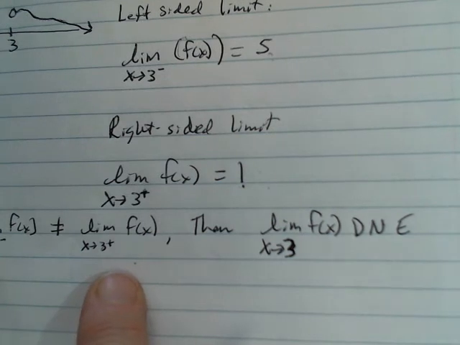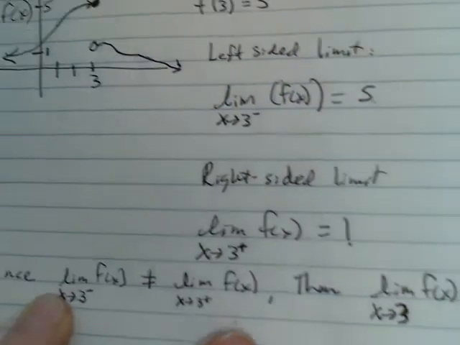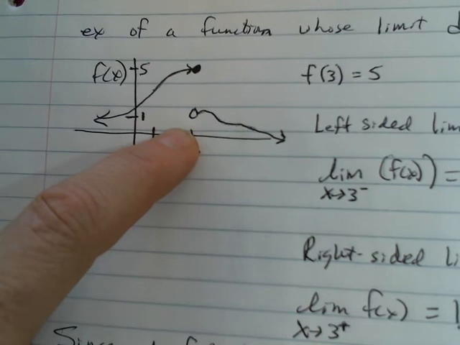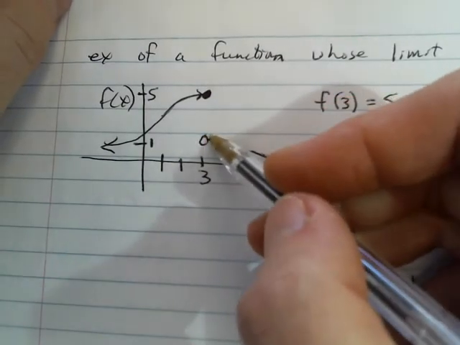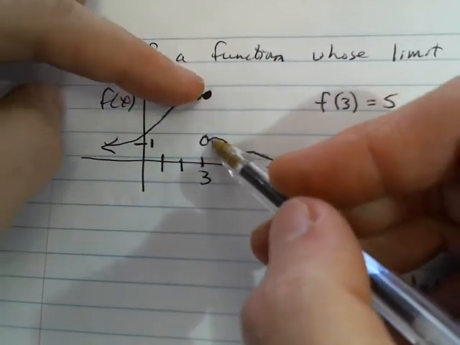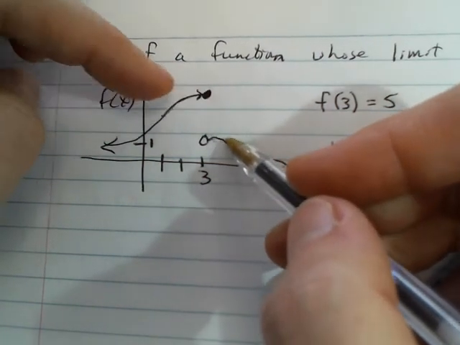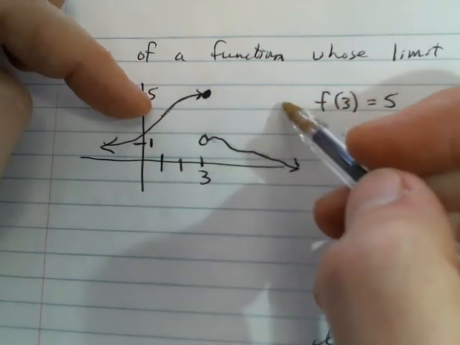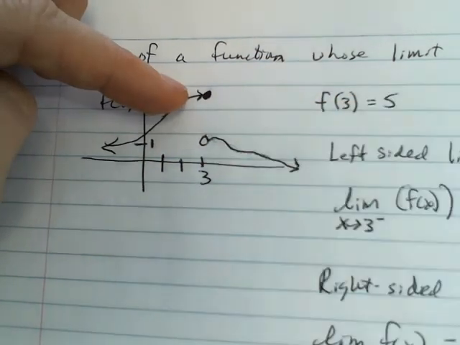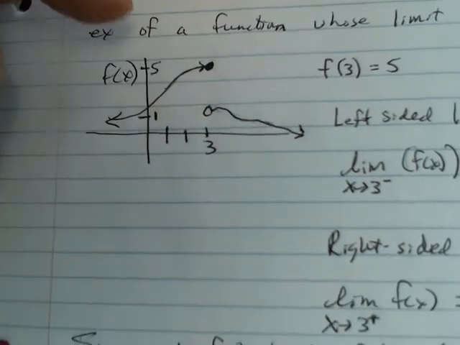This function has no limit when x equals 3. It's discontinuous. There's a gap in this graph at x equals 3, different left and right-sided limits. If this piecewise function actually came together here, it would have a limit because the left and the right would be the same.